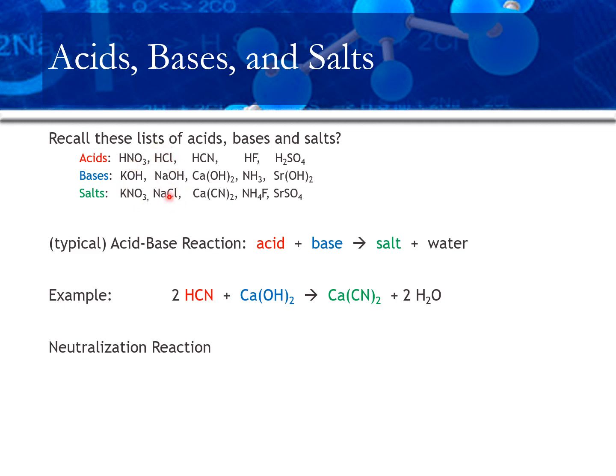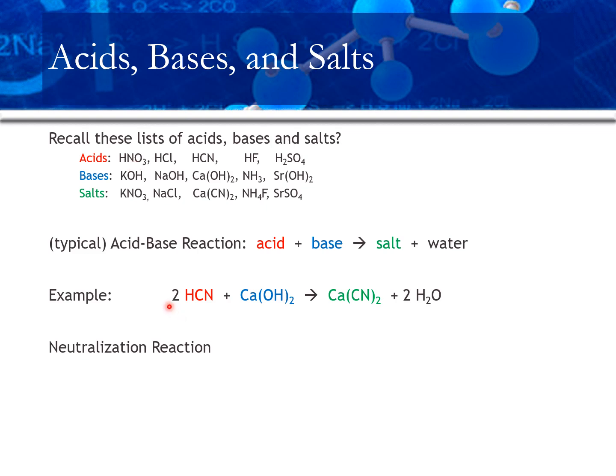Each of these columns constitutes an acid-base reaction. So our generic typical acid-base reaction is always of the form an acid reacts with a base to produce a salt and water, and you can always figure out what the salt is by combining the cation from the base with the anion from the acid.